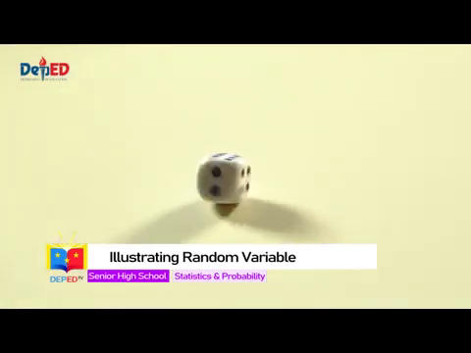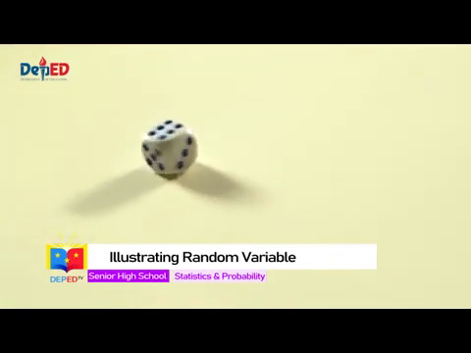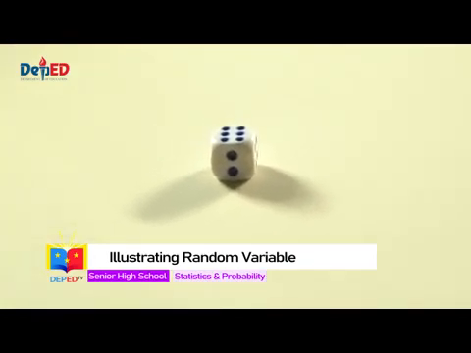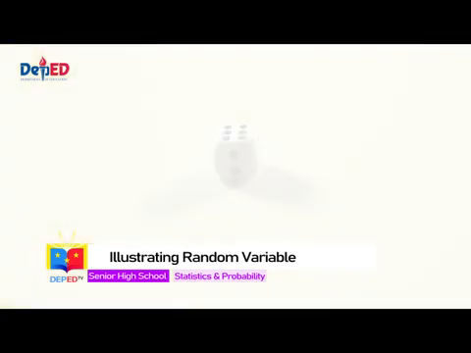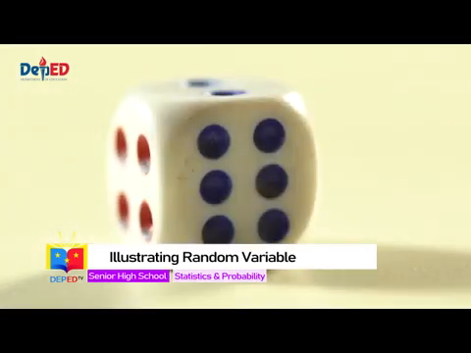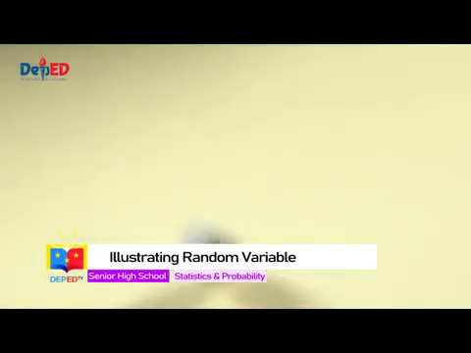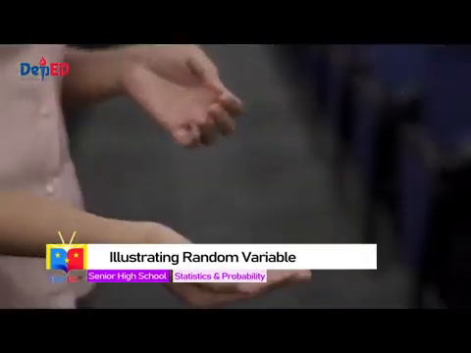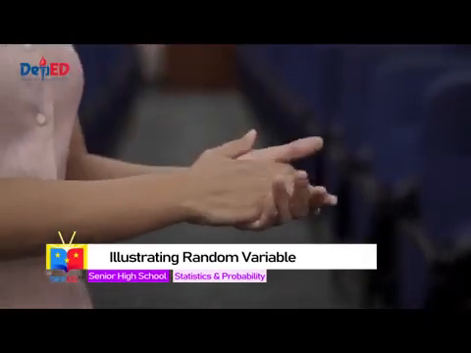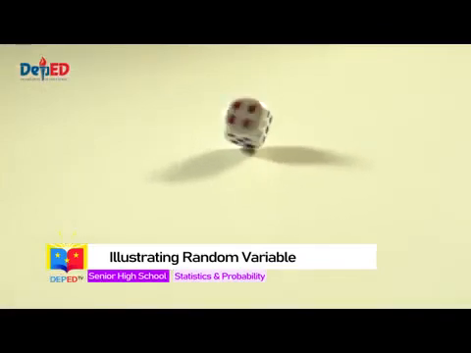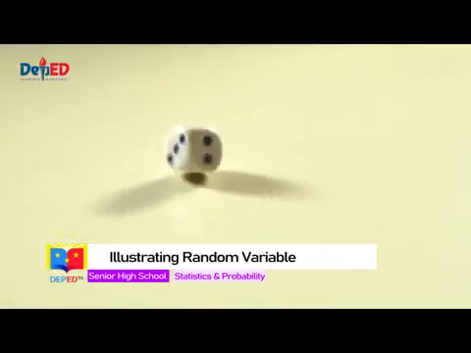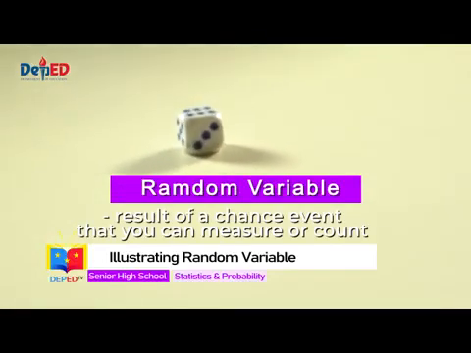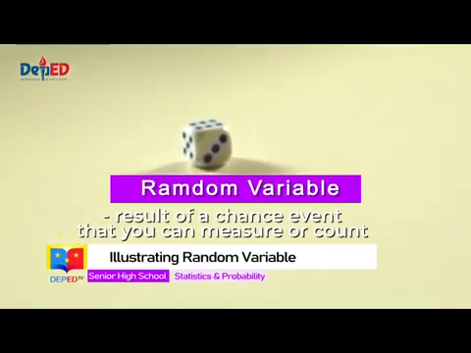When we perform experiments, just like rolling a die, are we certain that the result will be an even number? If your answer is no, I agree with you. There is a chance that it might be an even number and a chance that it might not be an even number. These classic experiments that we did, tossing a coin, rolling a die, are chance events. Chance events because the outcome is uncertain. A random variable is the result of a chance event that you can measure or count.